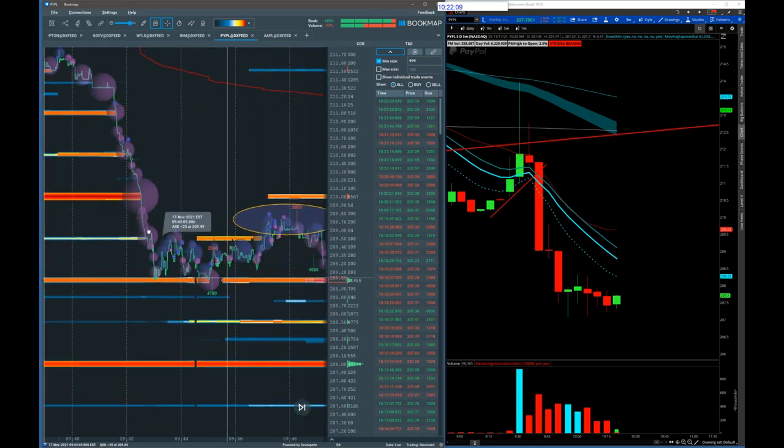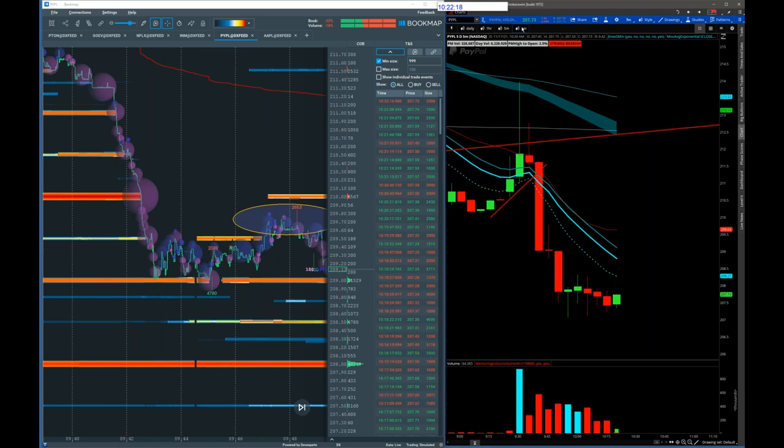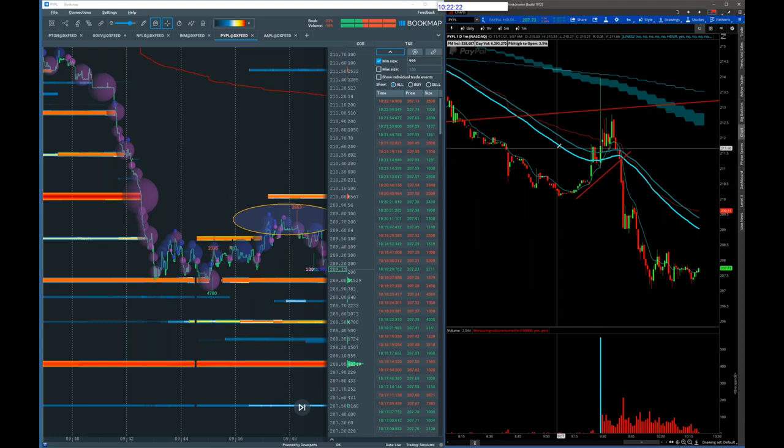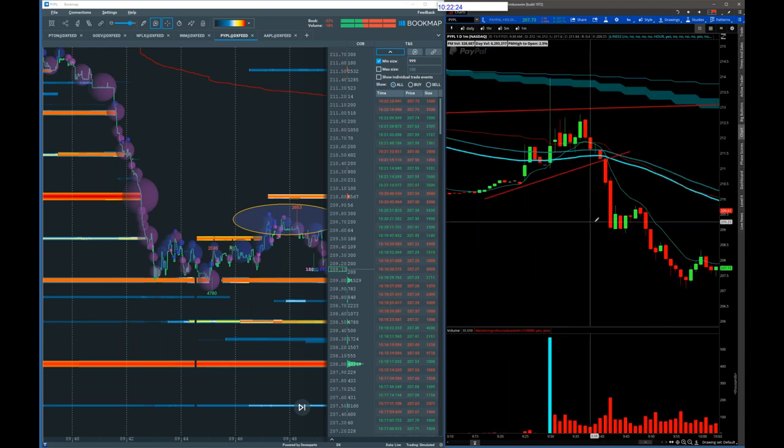So at the point that we have over here, all these pink dots, we start having a support. This 209. Let's switch to a 1 minute chart. So price goes to this 209. You can see over here the consolidation, all right? So if you miss the first J line rejection, as Bruce knows, this is an A plus setup for us on PayPal, okay? Red volume means fader.